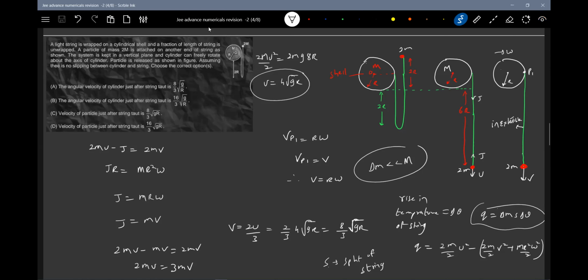Sir, what is S, sir, here? Specific heat of string. Specific heat. Okay. I'll expand it. Specific heat of material of string.